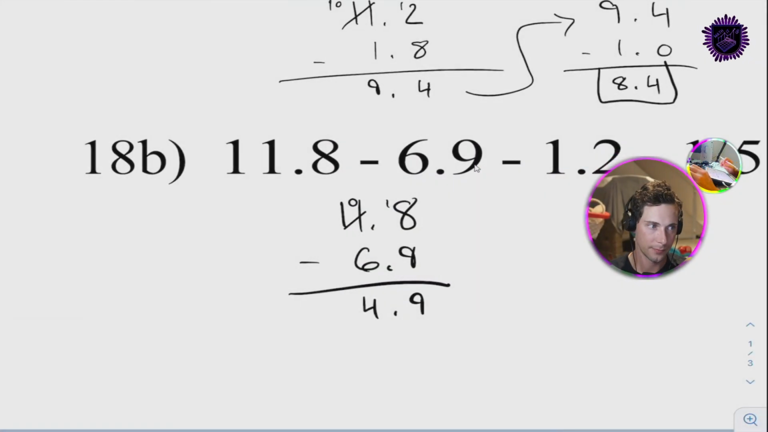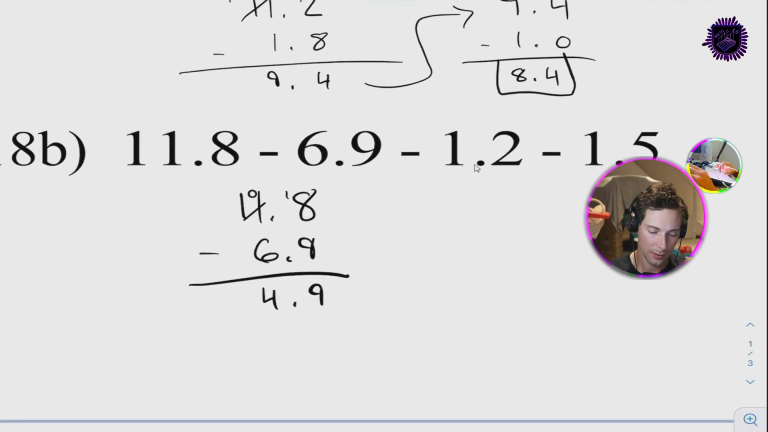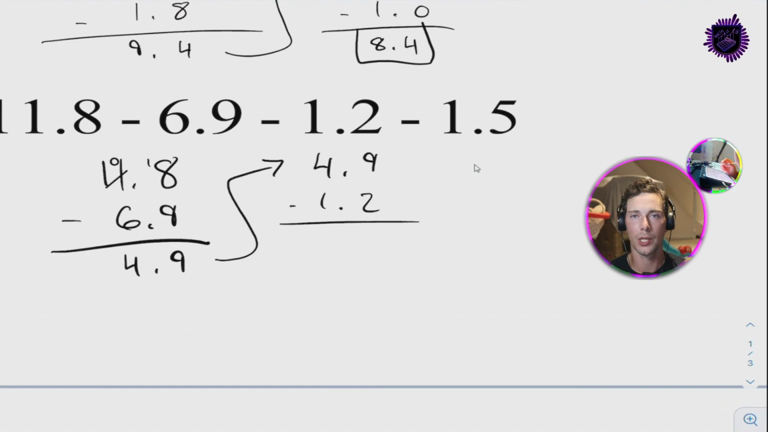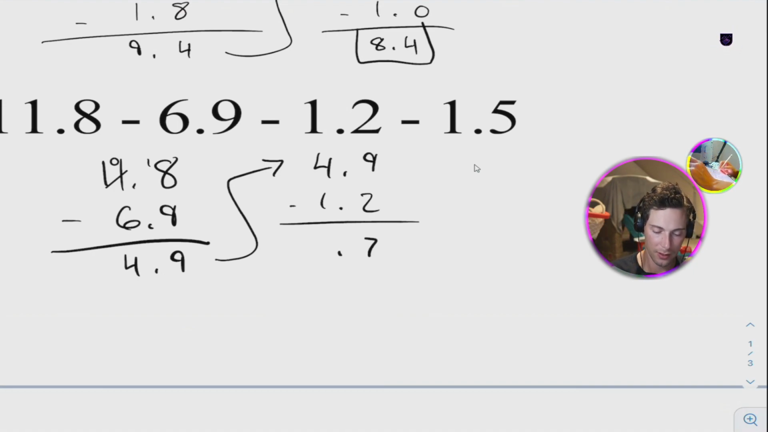4.9. Let's take our 4.9 and put it up here: 4.9 and 1.2. And we're going to go 4.9 minus, this is good. No borrowing needed. This is prime. So 9 minus 2 is going to be 7, and 4 minus 1 is going to be 3. 3.7. Nice. Take this, put it up.